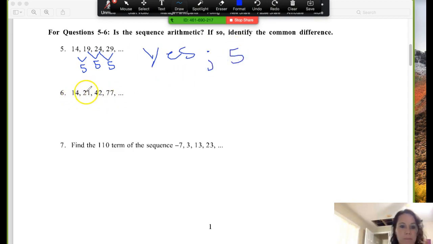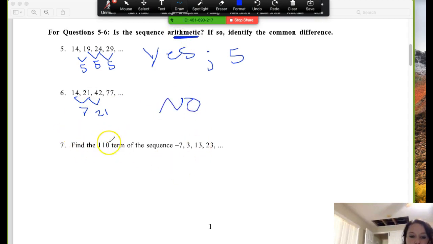Let's look at this one. Let's go 21 minus 14, and that gives me 7. So 14 plus 7 is 21. 42 minus 21, that is not 7. I'm going to stop there. I know I'm already done. Now, if I wanted to do a division and see if there's a common ratio, I could, but it's just asking me if it's arithmetic. I already see it's not. Nope, done.